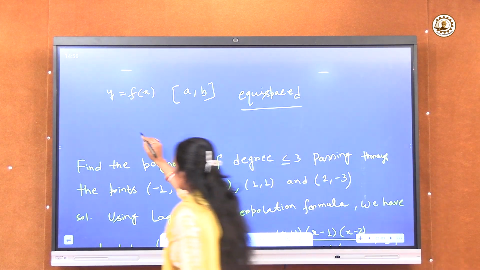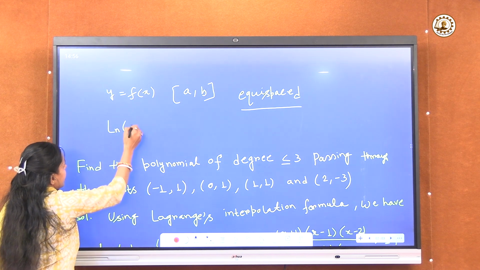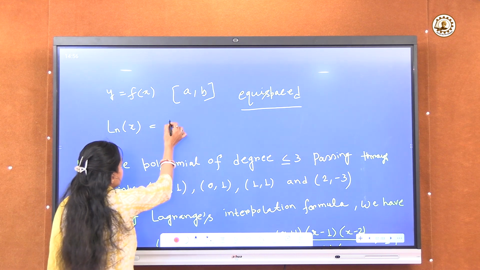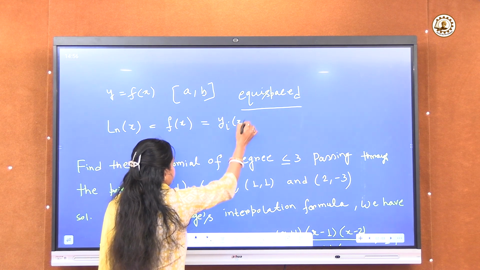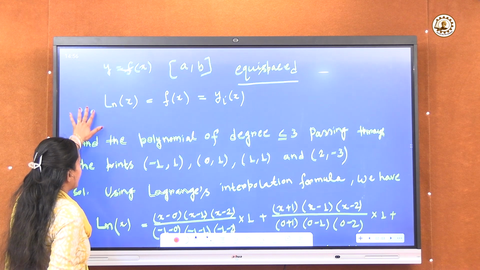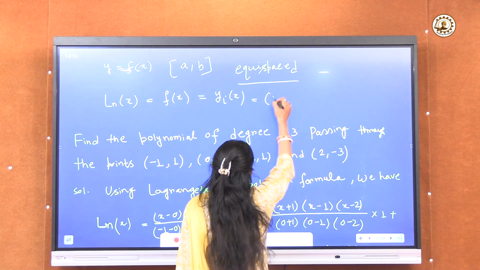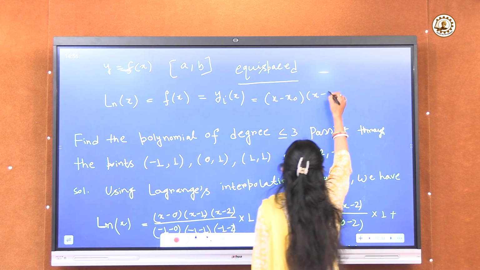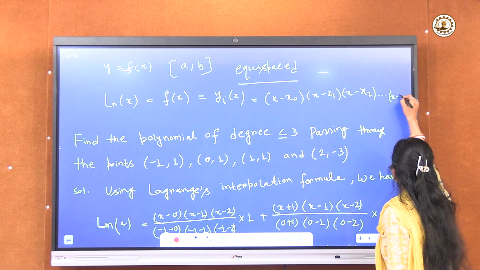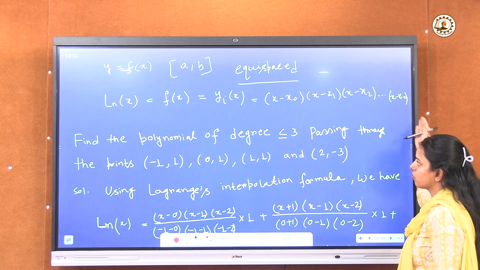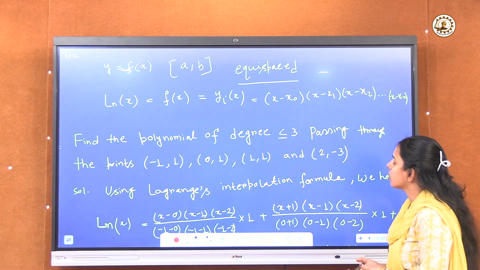So here, let us take a polynomial, denoted by L_n(x). We denote f(x) as y(x). At first we take our polynomial L_n(x) of this type: (x minus x0)(x minus x1)(x minus x2) up to (x minus xn). That means an nth order polynomial. Here our points are not necessarily equispaced.